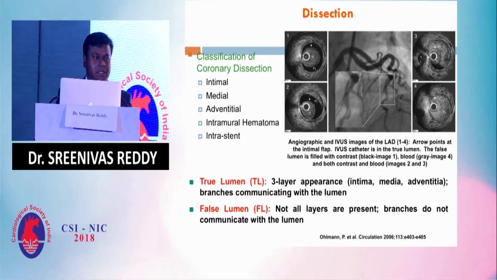You have intimal, medial, adventitial, or intramural dissection. Usually, in the true lumen you get a three-layer appearance, and branches communicate with the lumen. In the false lumen, not all layers are present, and branches do not communicate with the lumen.